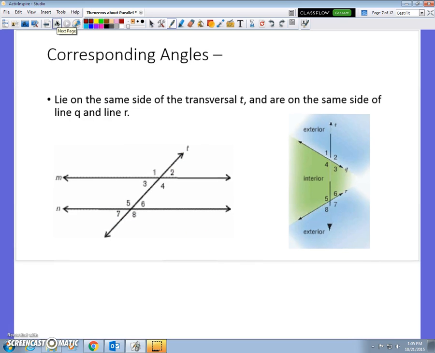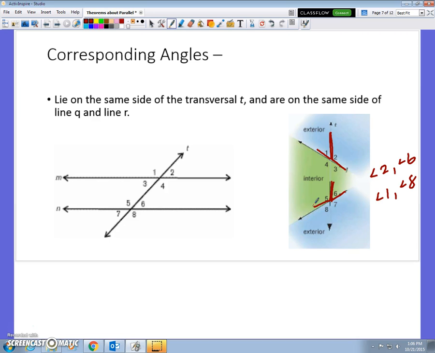Okay, corresponding angles, one of my favorites. Corresponding angles are angles that are on the same side of the transversal and on the same line. See how angle 2 is above line Q and above line R for angle 6, so they would be corresponding. It's above and above the line.